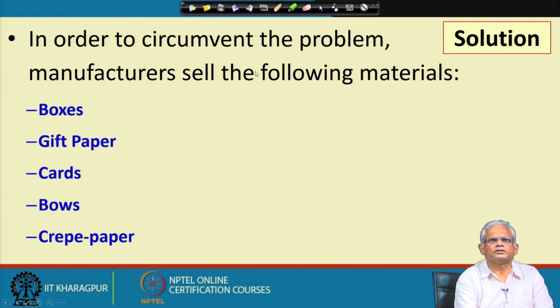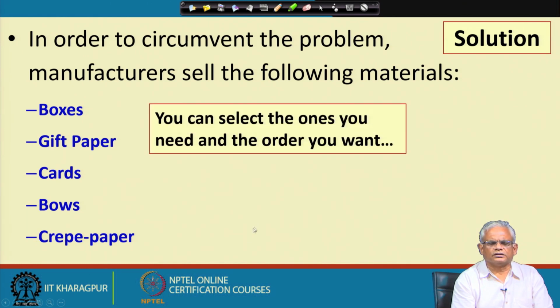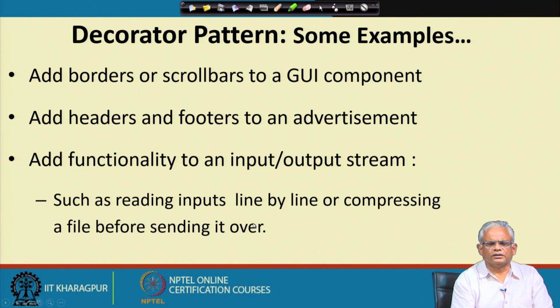The shopkeeper just maintains the following cupboards, the boxes, the gift paper, card, bow and crepe paper, as the customer chooses the ones that he needs and the order in which these are needed. The shopkeeper picks one from these and then puts them in proper order in runtime. They are not statically attached. Selects the ones that are needed and the order in which it is needed.